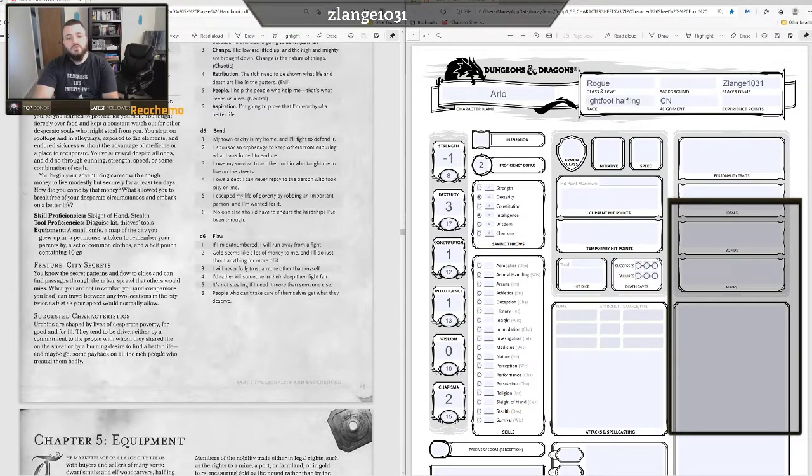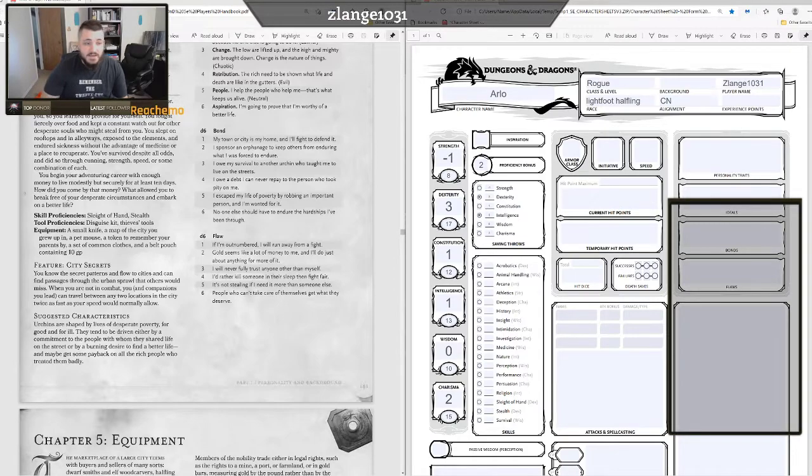Urchin, this can actually be very good for a rogue, honestly. Proficiencies: sleight of hand and stealth, disguise kit, and thieves' tools. You basically start off as a beggar. Your feature is city secrets. You know the secret patterns and flow of cities and can find passages through the urban sprawl that others would miss. When you are not in combat, you and companions can travel between any two locations in the city twice as fast as your speed would normally allow.